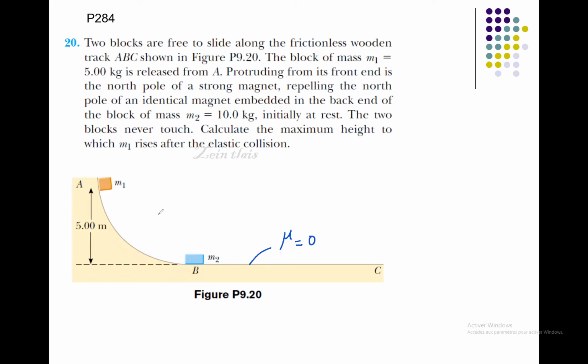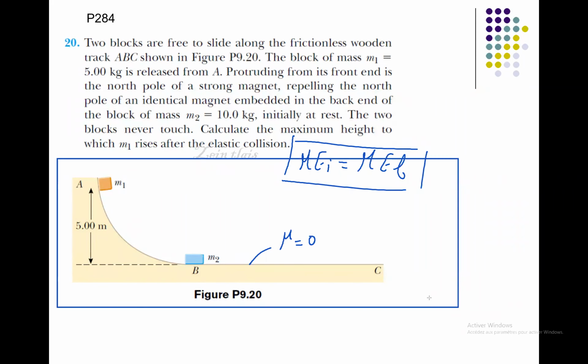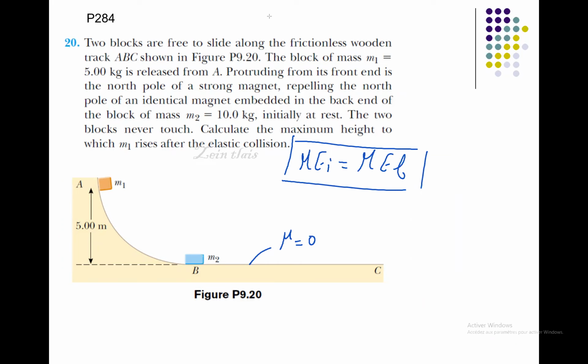At any position here, we have mechanical energy initial equals mechanical energy final directly, because we have an isolated system. Anyway, in this chapter, we are working with an isolated system. We have M1 equals 5 kilograms, released from A. Released means V initial equals 0. V at position A equals 0.